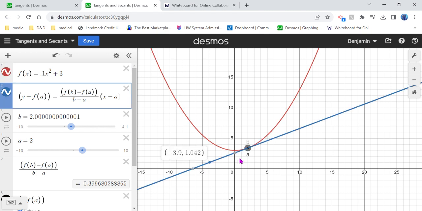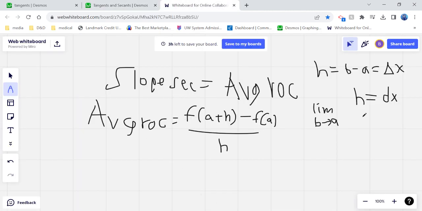But how do we find this slope? Because we can't use this average rate of change formula. It wouldn't work with this infinitely small change in value. So we basically realize that as b approaches a, the distance between the two approaches 0. Again, it never actually gets there because then we'd have an undefined function of the tangent line. But h can approach 0.